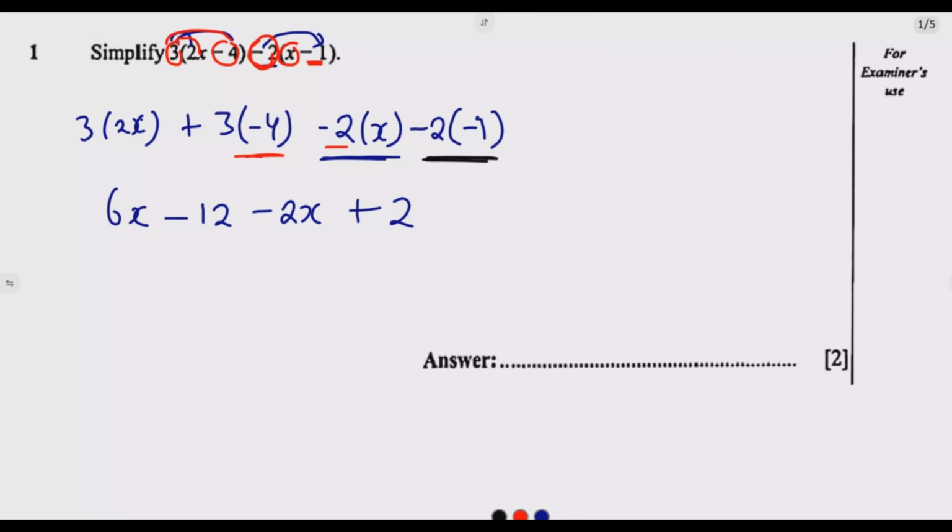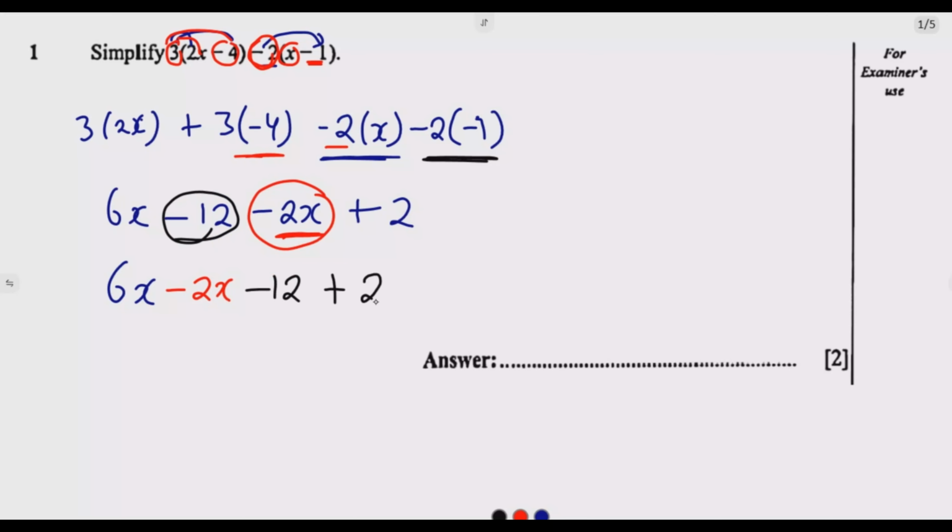Then at this point, you just collect the like terms, so it will be 6x. You notice that this is negative 2, so it will be negative 2x. Then negative 12, then plus 2, because this is a positive. It's at this point, when you are rearranging and multiplying, that people make a lot of mistakes. So avoid those mistakes.